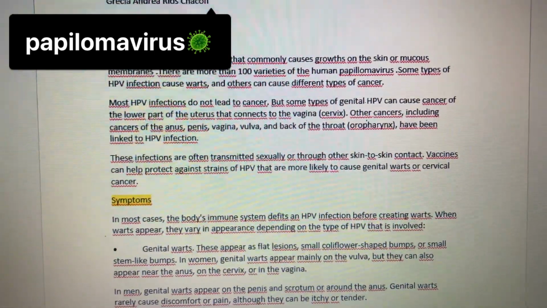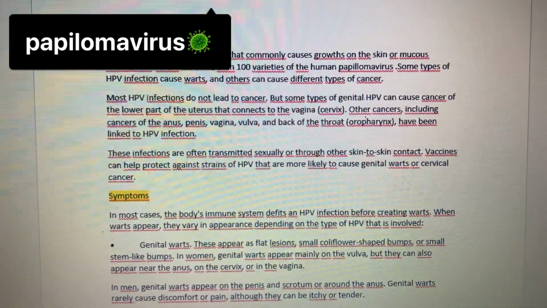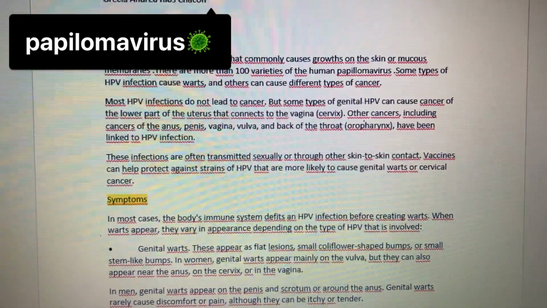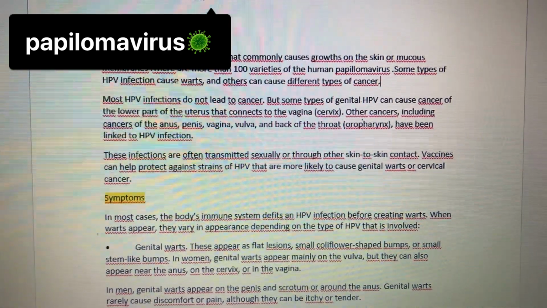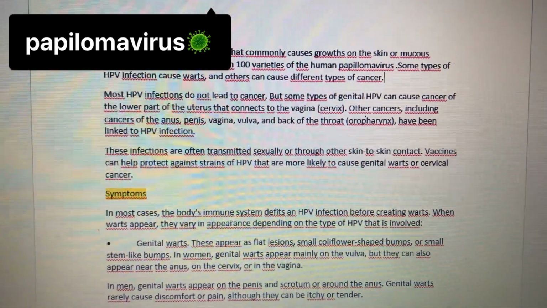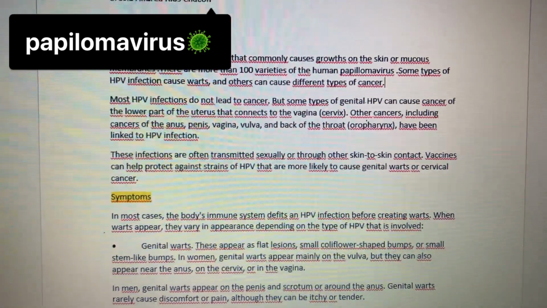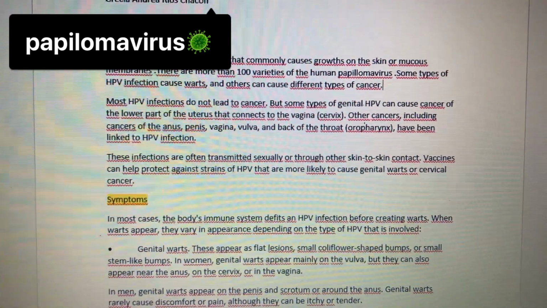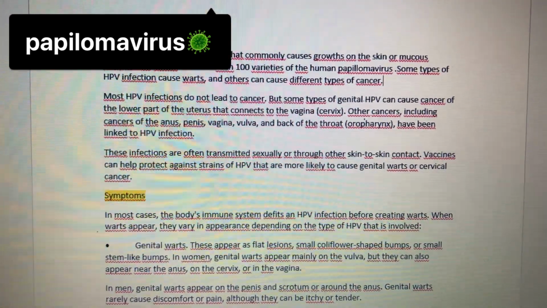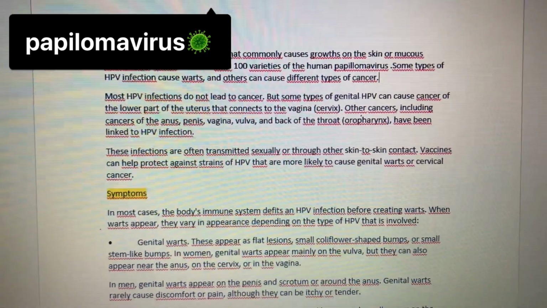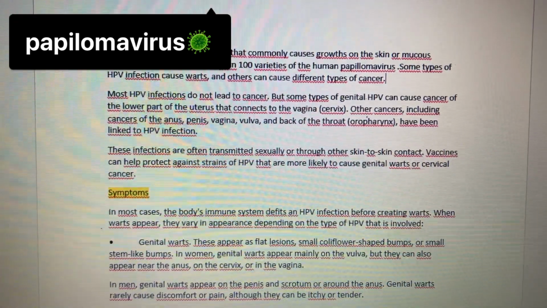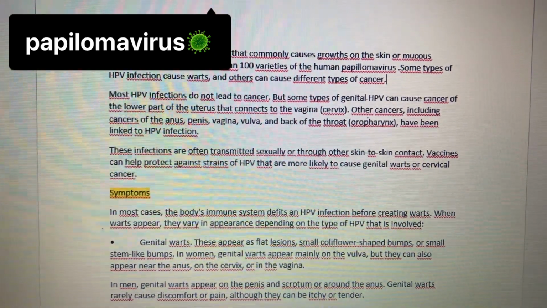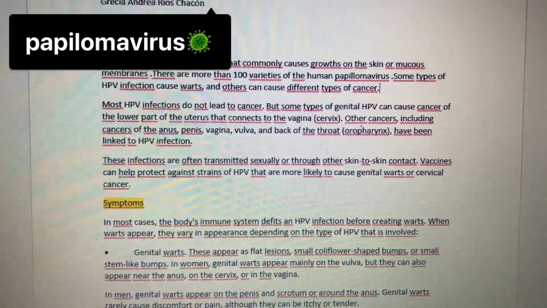General description. HPV infection is a viral infection that commonly causes growth on the skin or mucous membranes. There are more than 100 variants of the human papillomavirus. Some types of HPV infection cause warts and others can cause different types of cancer.